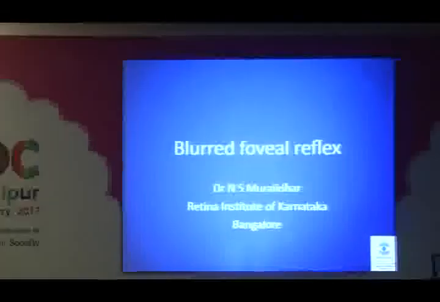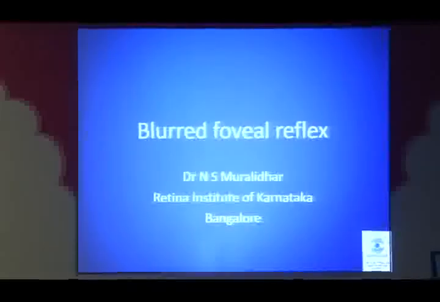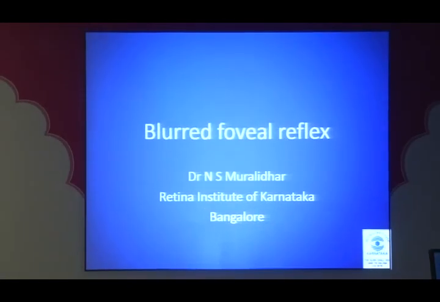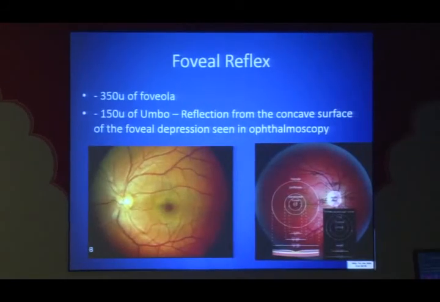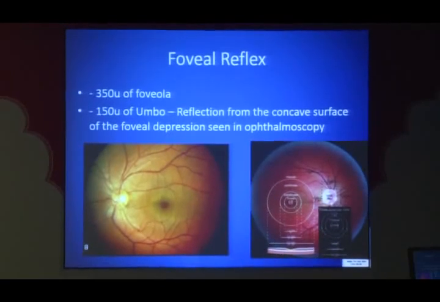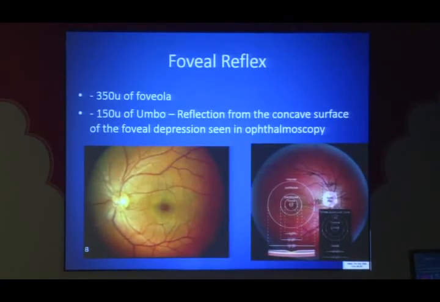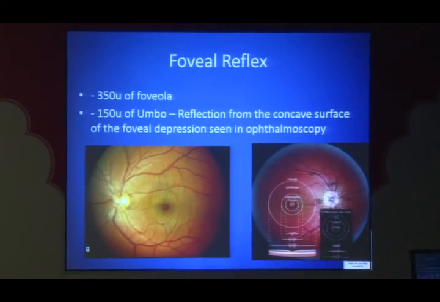Thank you, Dr. Kumar. After a series of photographs like that you have presented to the audience, my photographs may look very, very nondescript. And that's the whole point, the blurred foveal reflex. First, let's understand what's the foveal reflex. We all know that fovea occupies 350 microns. In the center of the fovea is 150 microns of umbo, and this is the pit. The reflection from the concave surface of the foveal depression is seen ophthalmoscopically as a reflex.